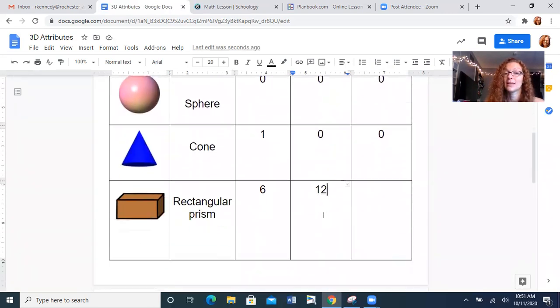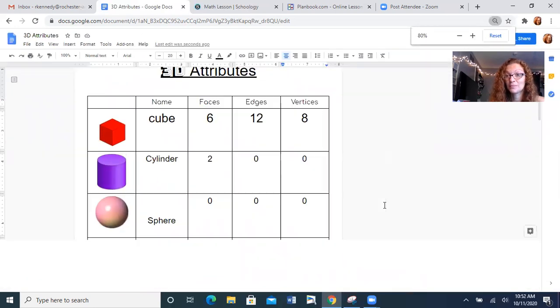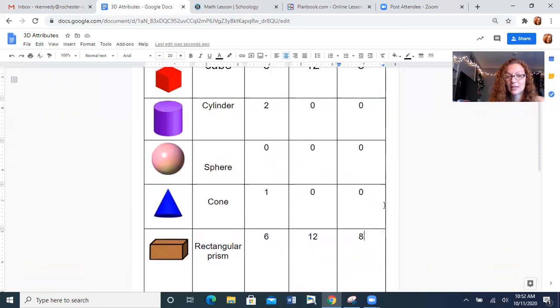All right, now let's check the vertices. Remember, the vertices are where 3 faces come together. So let's check our vertices. 1, 2, 3, 4, 5, 6, 7, 8. I put my fingers on all of them. Are there any more left? Oh, I got them. There's 8. That is the same as the cube. Okay, let's see if I can get these all together.